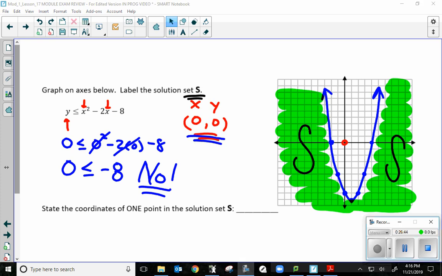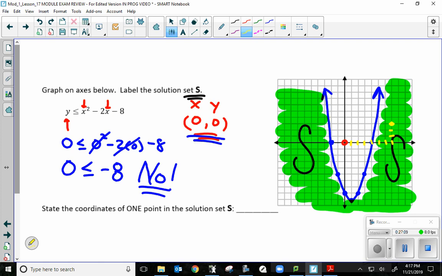So last but not least, they want me to state the coordinates of one point in this solution area. And there are an infinite amount of answers, meaning I could pick any point that is in this green area in the S. Let's pick this one right here. That's 1, 2, 3, 4, 5, 6, 7 for my X, and 1, 2, 3 for my Y. 7, 3. There you go.